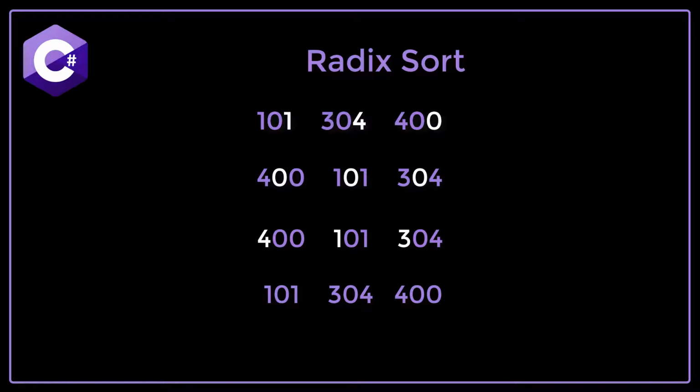101 is moved to the front of the list, since 1 is the least of the three numbers being examined. Then comes 304, since 3 is the next smallest digit. Finally, 400 is positioned at the end of the list, since 4 is the largest of the digits being examined. Now the radix sort has completed, and the list is in order.